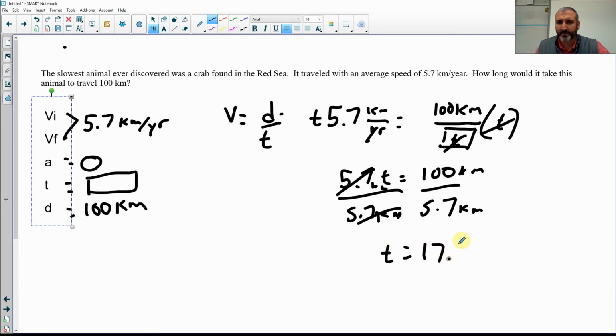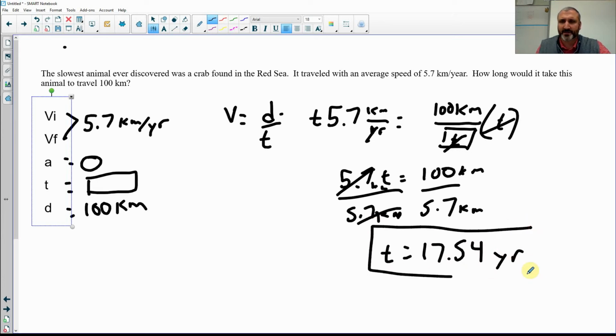Time is 17.54 years. And if you want to convert that to seconds, you can. I'll do it real quick. 17.54 years times 365 days per year times 24 hours per day times 60 minutes per hour times 60 seconds per minute. It's a whole lot of seconds.